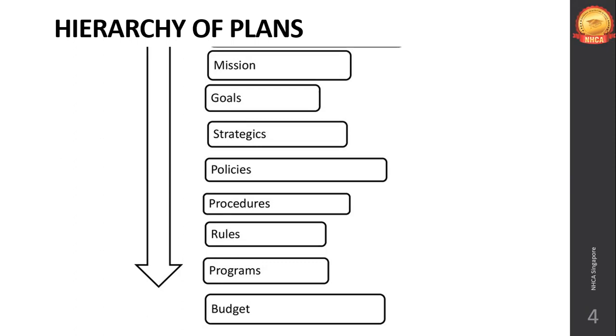This is about the hierarchy of plans. Just go through page number 73 once, just read through it. It's very easy to understand. If you have any further doubts, you can ask later.